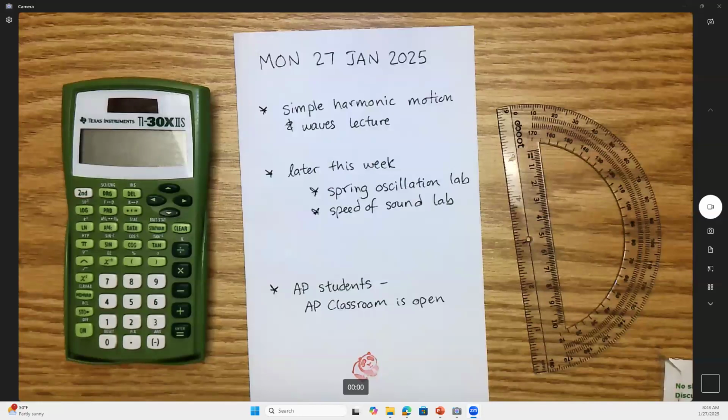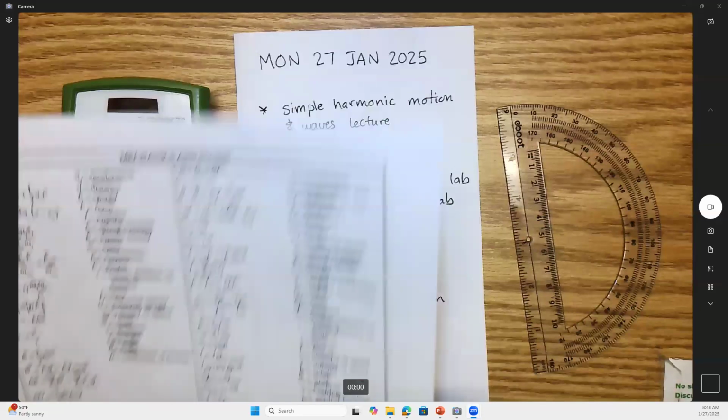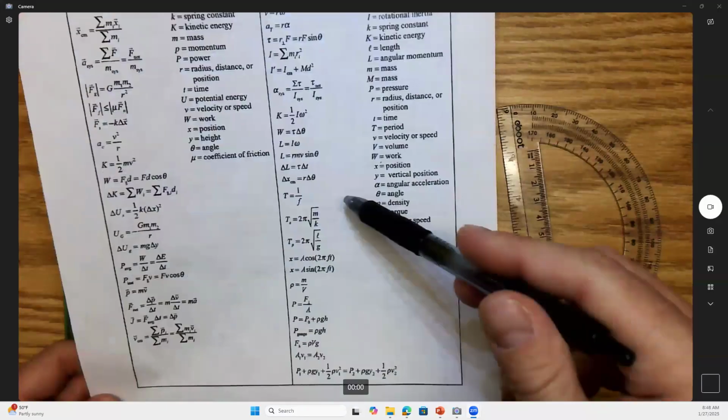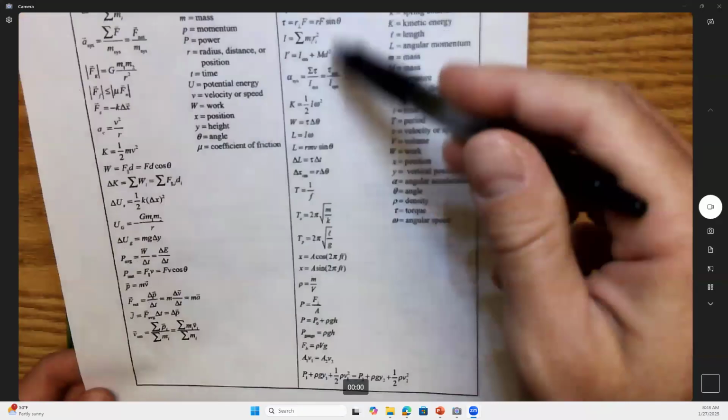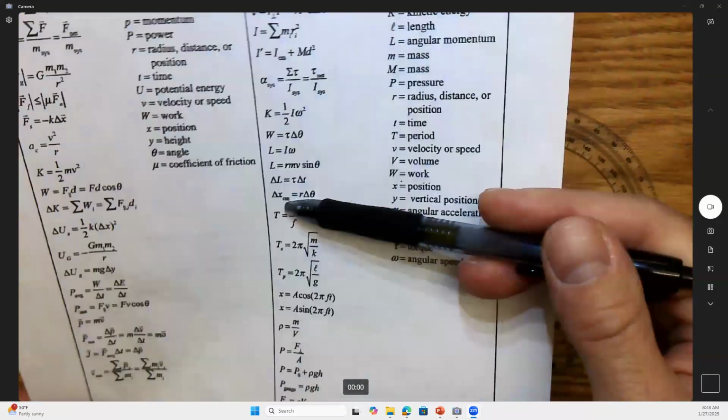You know what? Before I put up the PowerPoint, what formula are we looking at? Right, so here's your AP equation sheet. Here's all the rotational dynamics stuff we did. Let's check out these real fast.